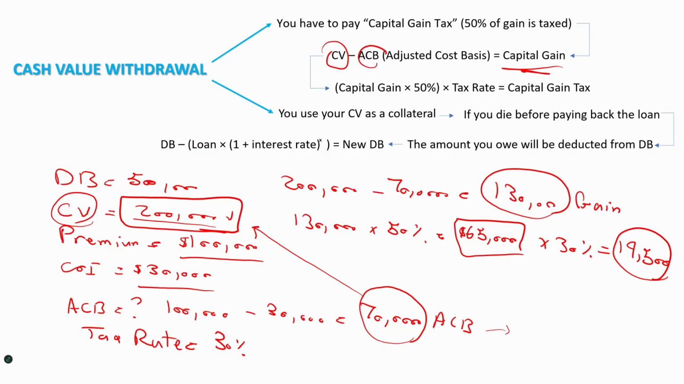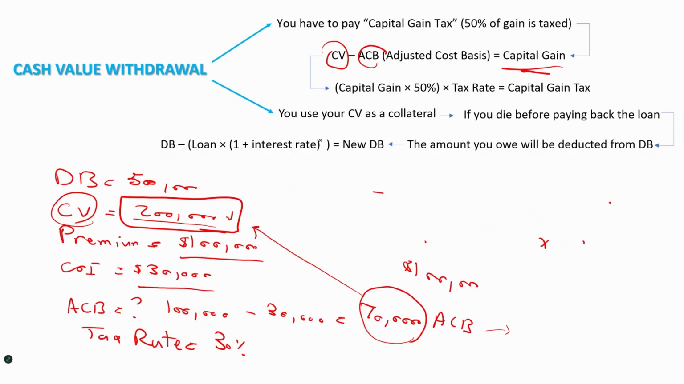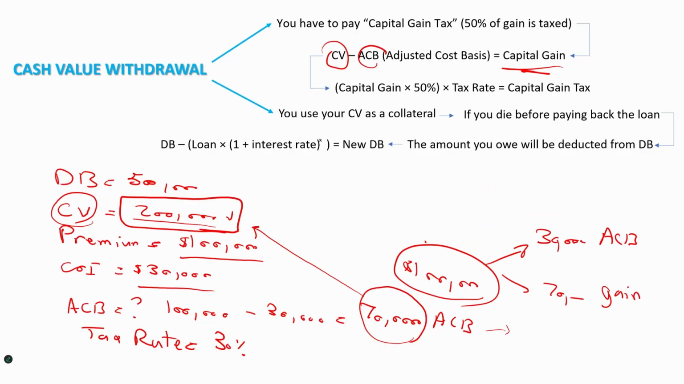Because it's 50% of my cash value, then it kind of looks like out of that $100,000 that I want to take out, let me just erase this part. So from the $100,000 that I want to cash out, I'm kind of looking at it this way. That $30,000 of it was ACB and $70,000 of it was gain. All right. So I pay tax on this $70,000.